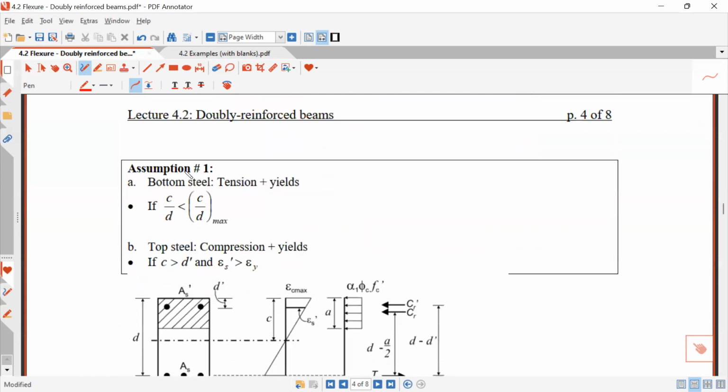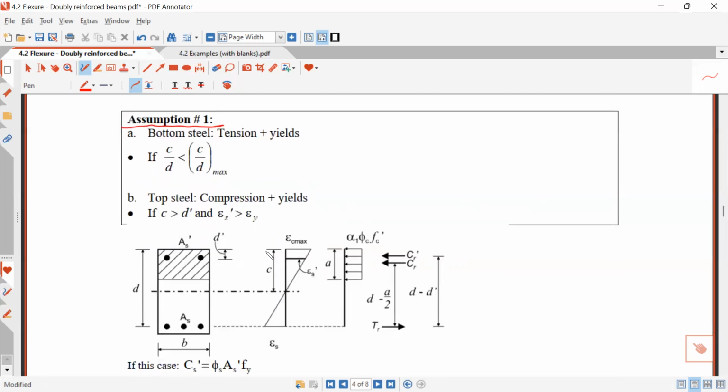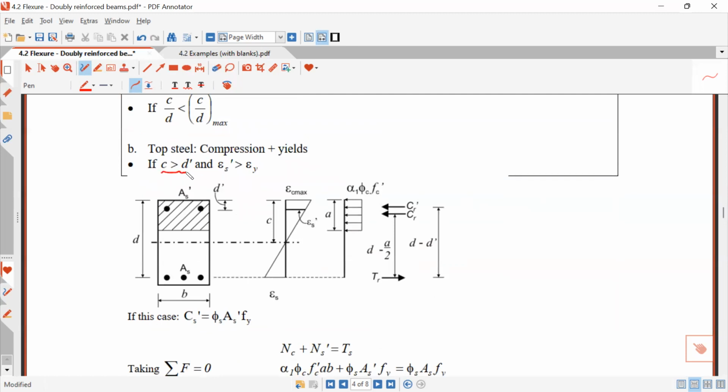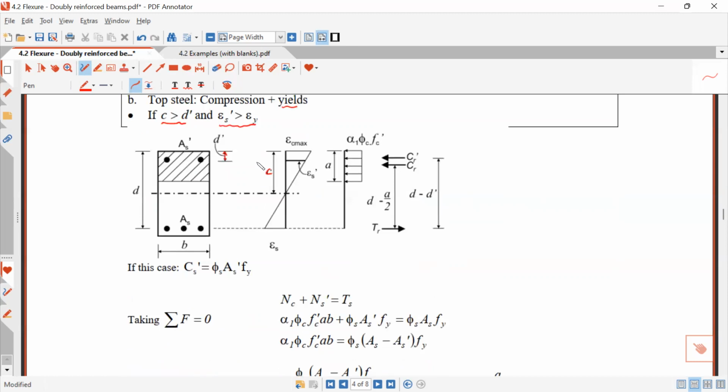Okay, so we need to basically make assumptions and then check our assumptions. That's how it works for these doubly reinforced beams. So we'll start with the simplest one, assumption one. The bottom steel is in tension and it yields. And this is valid if cd is smaller than cd max. And then also we're going to assume the top steel is in compression and it yields. Okay, and this will be verified with these two things. If it's in compression, c is larger than this d prime value. And if it's yielding, then this epsilon S prime that I just showed you how to calculate is going to be larger than epsilon y. Okay, in that case, the analysis is very easy.